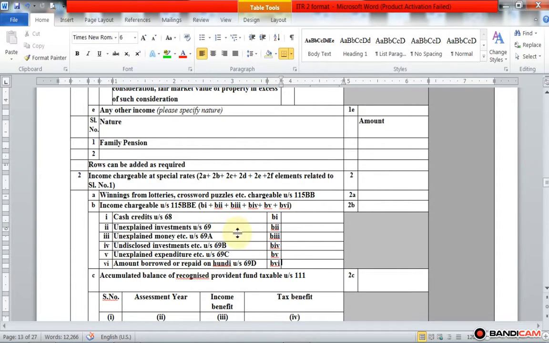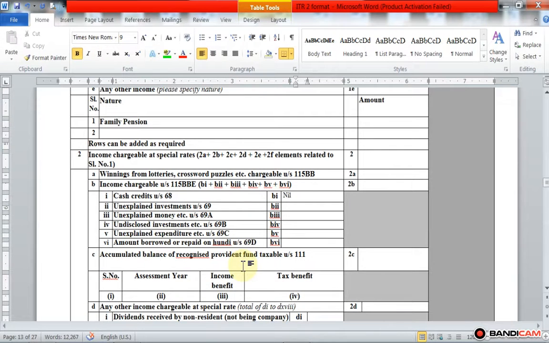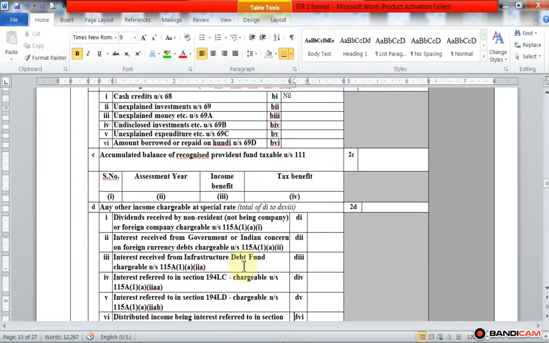Cash credit under section 68, so we put this figure in front of B1. Unexplained investment, then we put the figure in front of the B2 column. So we fill this information if applicable to the assessee. If not applicable to the assessee, then we do not fill this information. We directly say that the value is nil. If applicable, then fill this information. If not applicable, then there is no need to fill it.